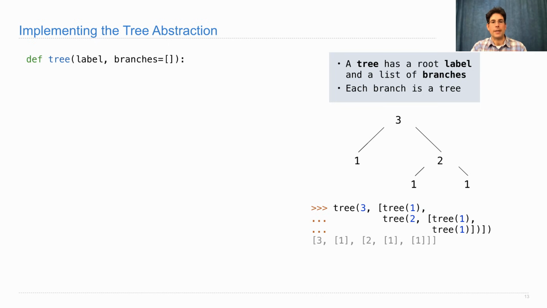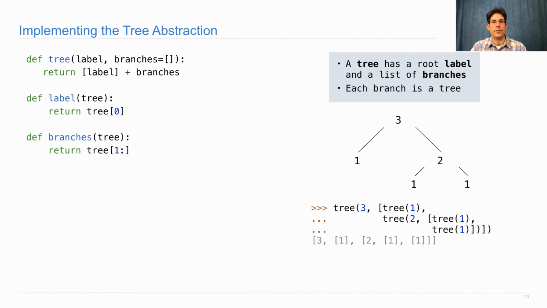The way we construct this is to define a constructor tree, which takes a label and a list of branches. By default, the list of branches is empty. So by default, I'll get a leaf, which is why I'm able to call just tree on 1 in order to construct this leaf node here. I put the label into a list. Branches is already a list, and so I sum them together. The label of a tree is a selector that returns the element at index 0 in the list representation of the tree.